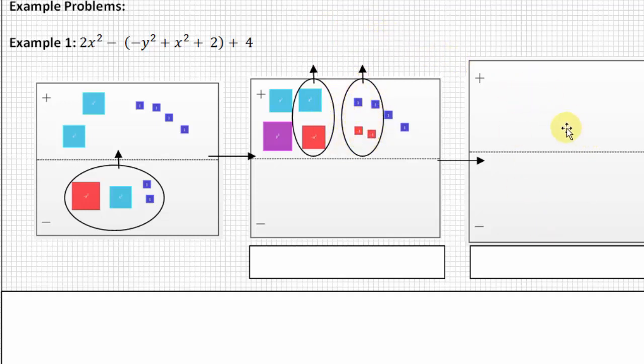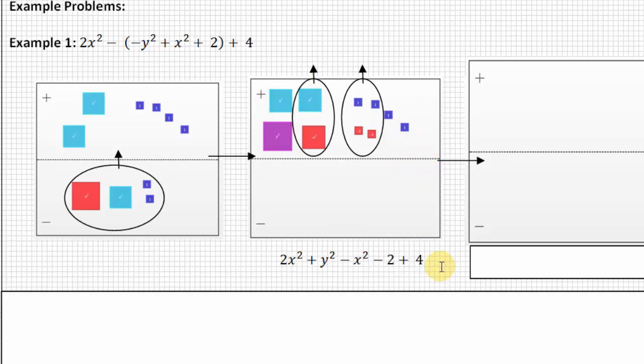So what do we have left? And I guess before we get there, we should talk about our expression. What is this before we remove our 0 pairs? So we have 2 x squared tiles, a positive y squared tile, a negative x squared tile, 2 negative unit tiles, and 4 positive unit tiles. So you should have these terms.